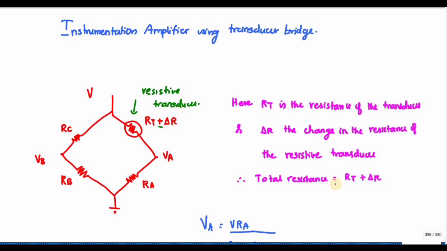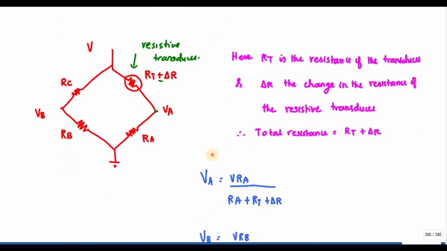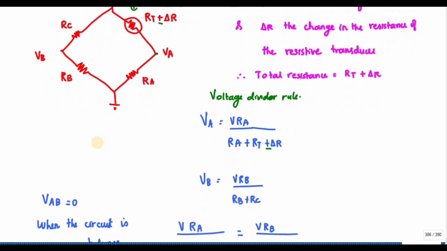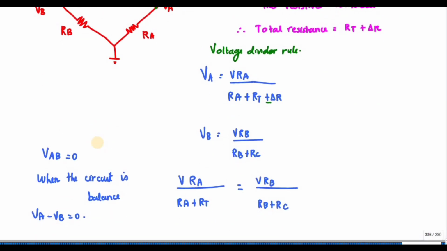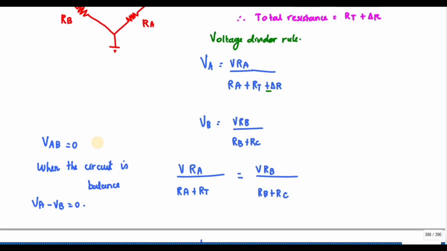So the total resistance is RT plus del R. If I want to find the voltage across this terminal, I can apply the voltage divider rule. By applying the voltage divider rule, I can write VA is equal to V, the total voltage, into RA divided by RA plus RT plus or minus del R. Similarly, I can write VB is equal to V into RB divided by RB plus RC.